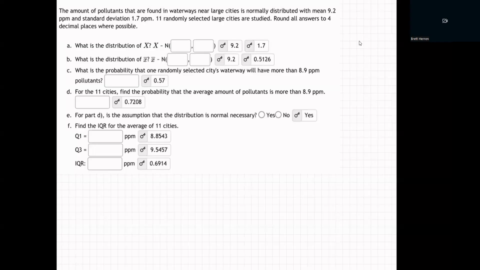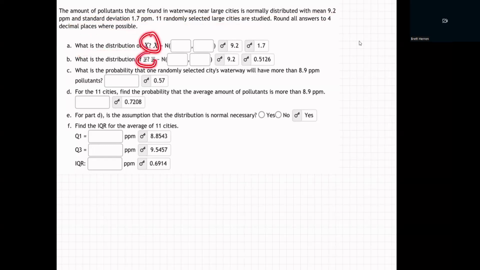On this question, it says the amount of pollutants that are found in waterways near large cities is normally distributed with mean 9.2 parts per million, standard deviation 1.7 parts per million. 11 randomly selected large cities are studied. Round all answers to 4 decimal points. All right. What is the distribution?